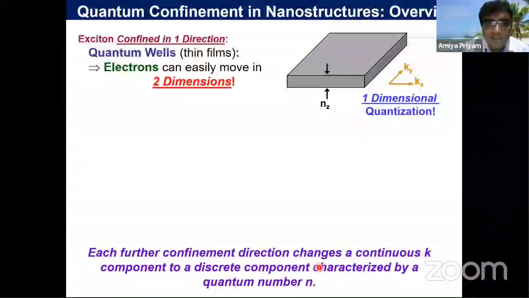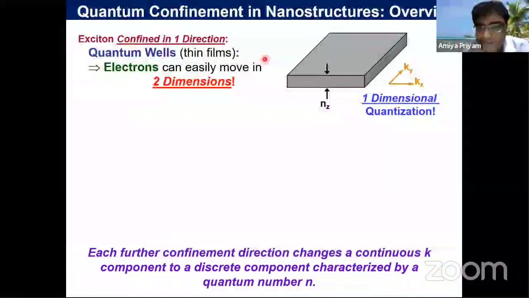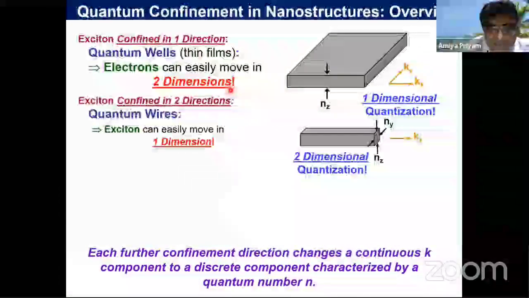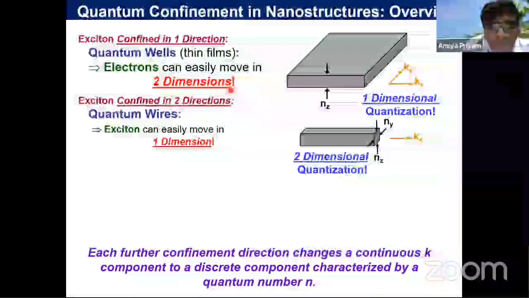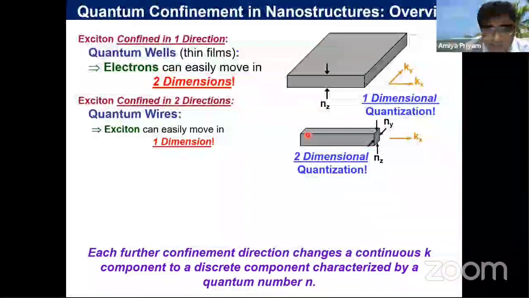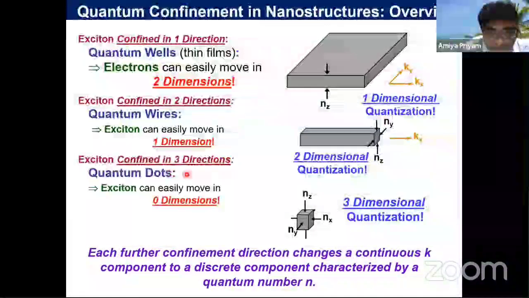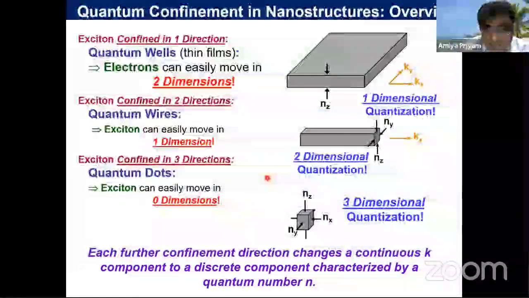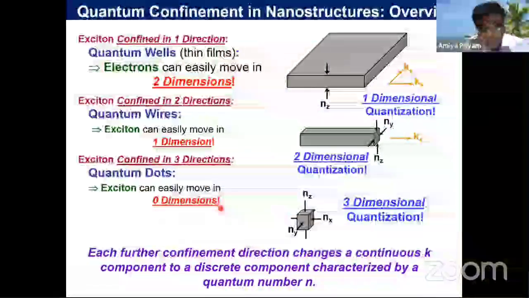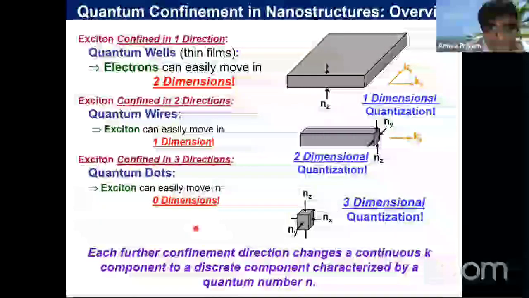So in a nutshell, this can be summarized in this way: exciton confined in one direction, we call it a thin film. This is the case of thin films. We call it a quantum well. Excitons can easily move in two dimensions. Then in the quantum wire, the exciton is confined in two directions and can move easily in one. And the third and last case is that in all three dimensions, the length has been reduced below the Bohr exciton diameter. In such cases, the exciton cannot move freely in any dimension.